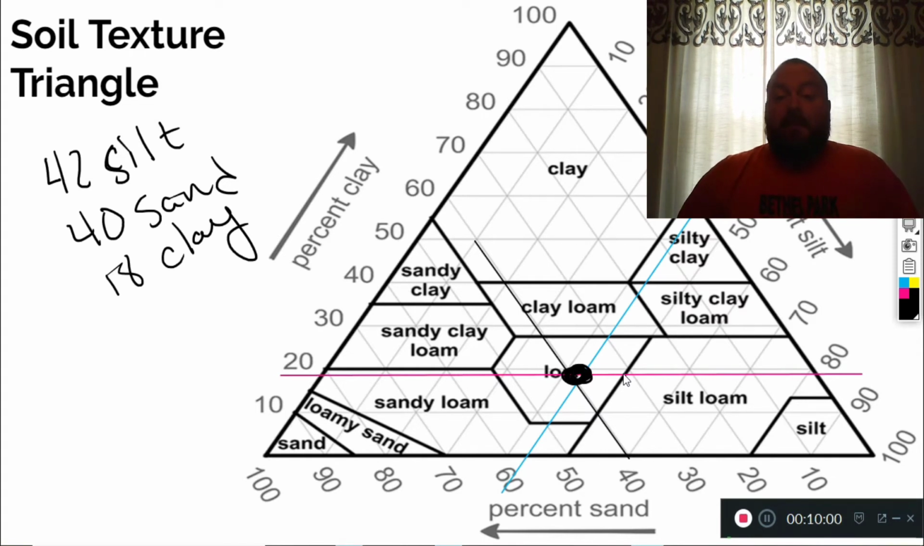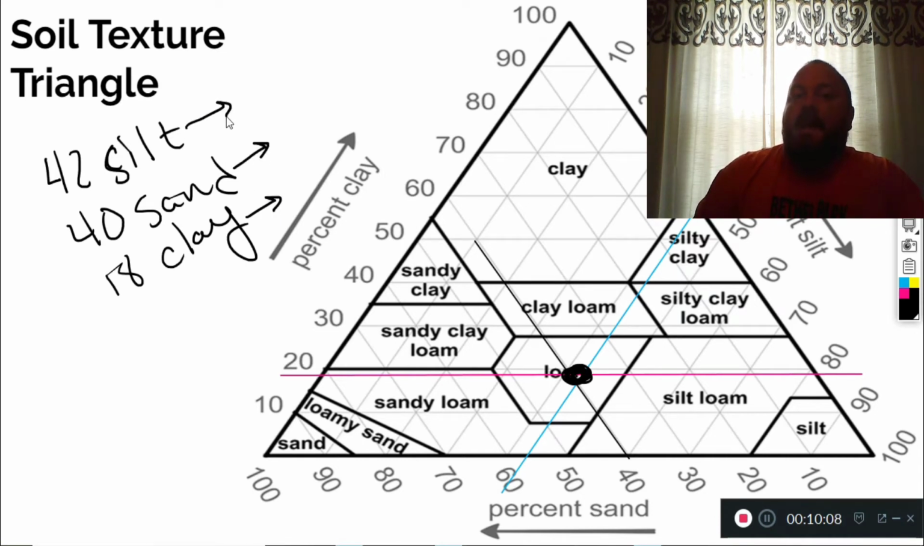This soil is great for farming. Great for farming because I'm getting that nutrient holding capacity of the clay, I'm getting the drainage of the sand, and I'm getting that water holding capacity of that silt kind of taking up some of the spots of the sand. So I'd have a fairly moderate permeability, good nutrient holding capacity, while still having water holding capacity also.